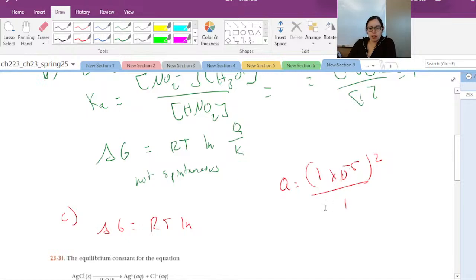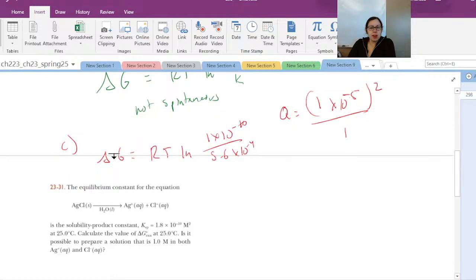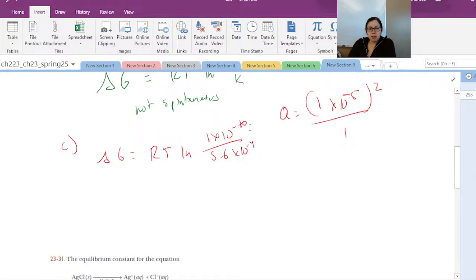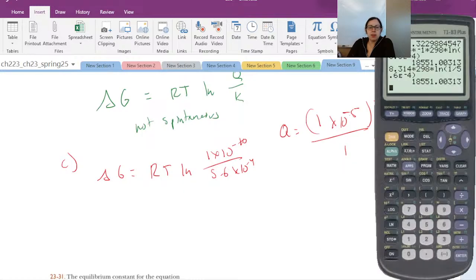And so negative 5, right, squared is just negative 5 plus negative 5. So 1 times 10 to the negative 10 over K. And so did we get this number to be spontaneous? And we can kind of predict too, right, from our Q and our K. So our Q is less than K, so I do expect it to go in the forward direction. But again, let's just mathematically verify that.